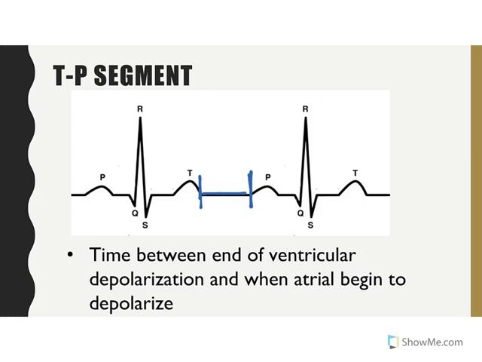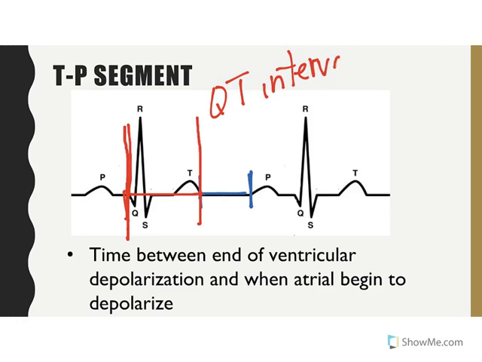Now, one last thing I do want to mention very quickly is the QT interval. It begins at the beginning of the Q, or I should say the beginning of ventricular depolarization, to the end of the T wave. And that would be called the QT interval. It represents an entire cycle of ventricular depolarization and repolarization. That will vary depending upon your heart rate. There are other things that can influence the length of the QT interval.